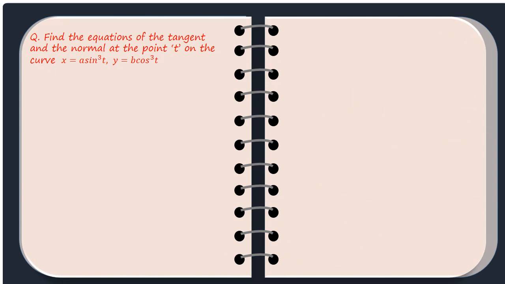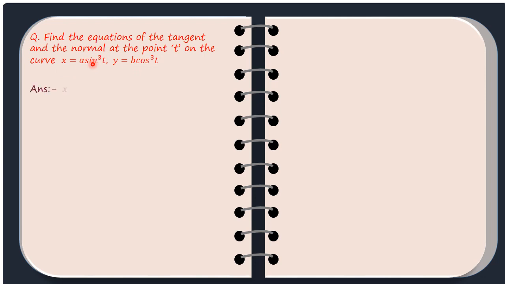Find the equation of the tangent and normal at point t on this curve x is equal to a sine cube t, y is equal to b cos cube t. Now we all know this type of equation is called a parametric equation, where t is the parameter. Now how to find the equation of the tangent and normal for any parametric equation at a certain point? For that, here I am taking y is equal to b cos cube t as function g, and x is equal to a sine cube t as f.